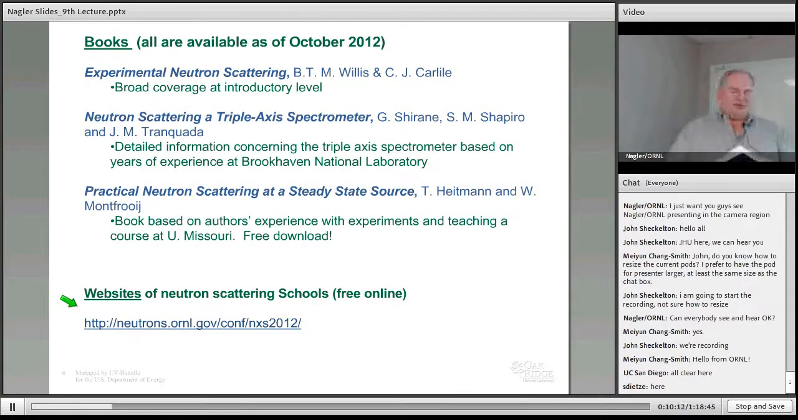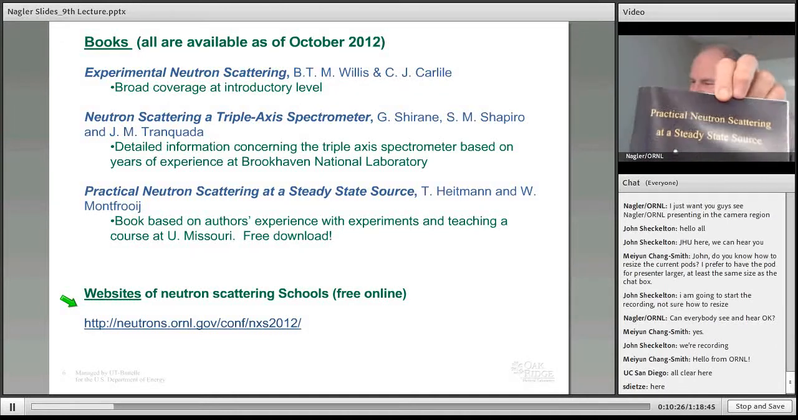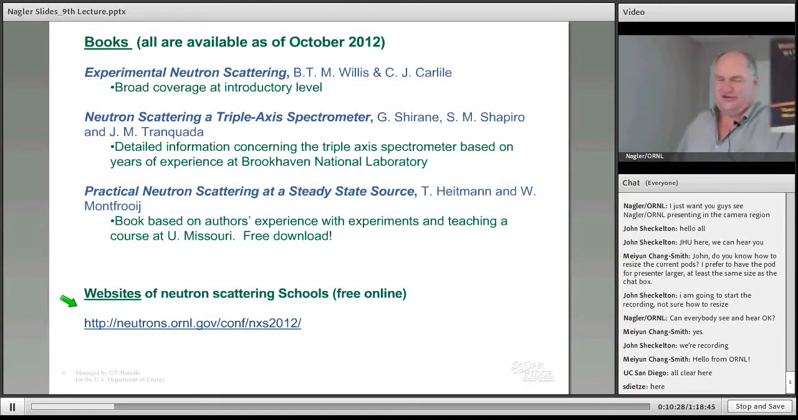Now, very recently, here's a new book by Heitman and Montroy from Missouri, called Practical Neutron Scattering at a Steady State Source. Okay, there we go. Sorry, that's a little unfocused.